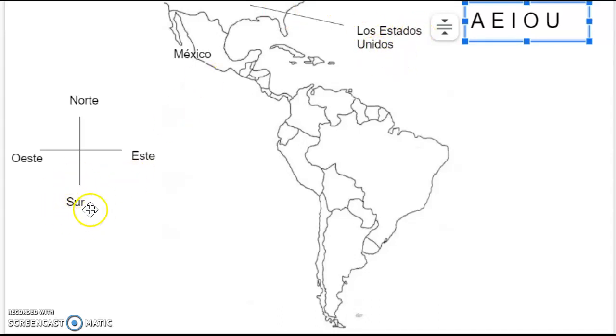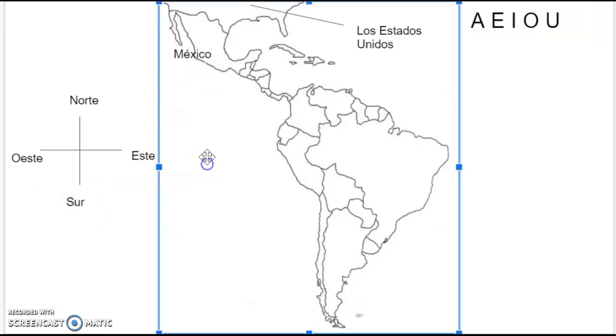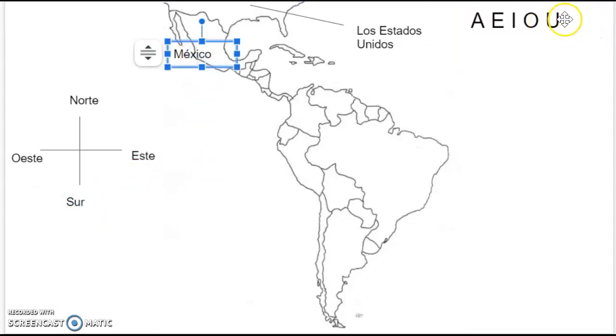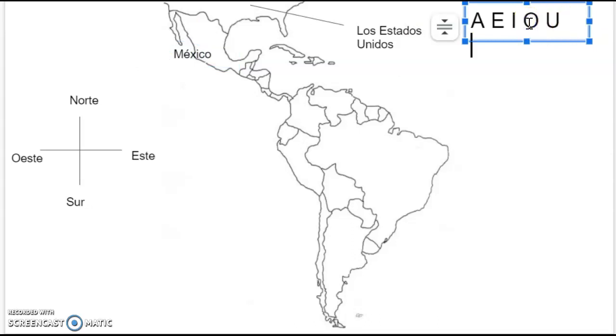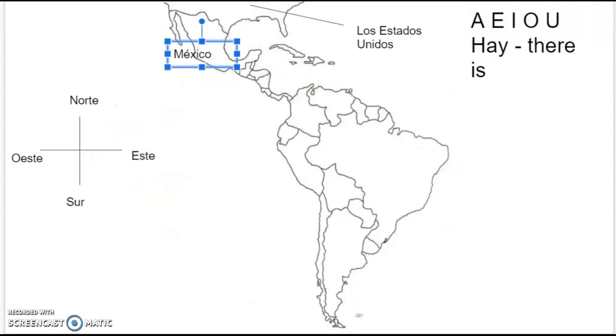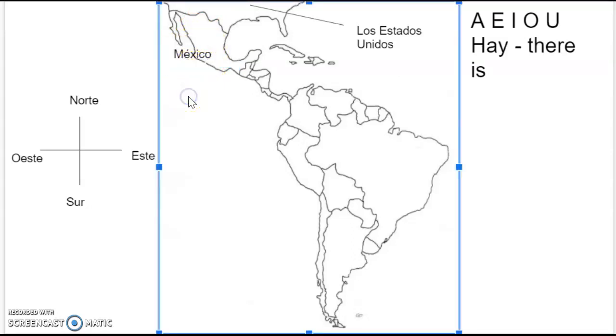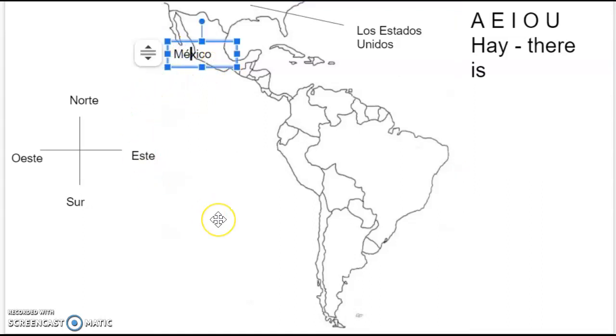Al sur de los Estados Unidos, al sur, hay México. Al sur hay México. ¿Recuerdan la palabra hay? Okay, so al sur de los Estados Unidos, hay México. So on your map, write down México. Notice that there's an accent over the E in México, and we don't say, no se dice México.